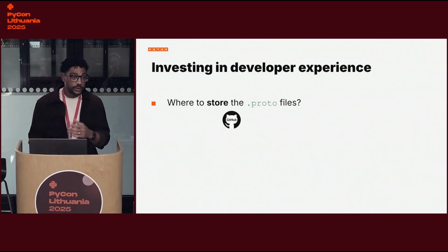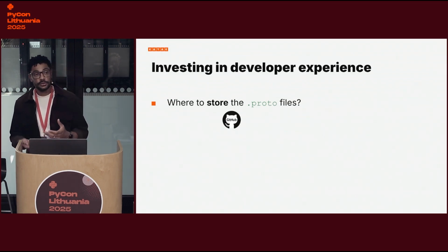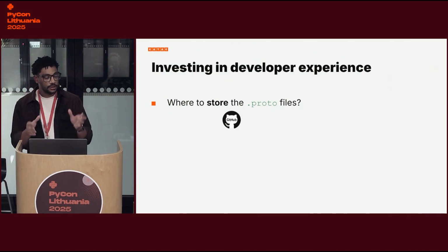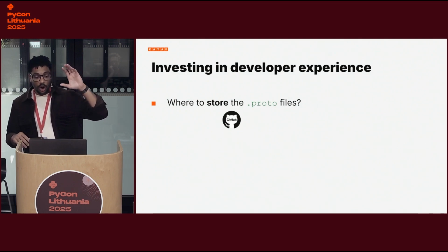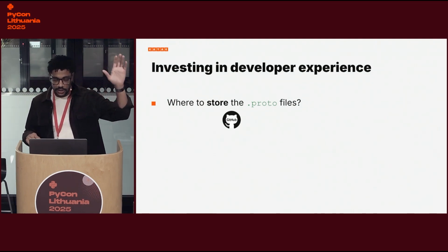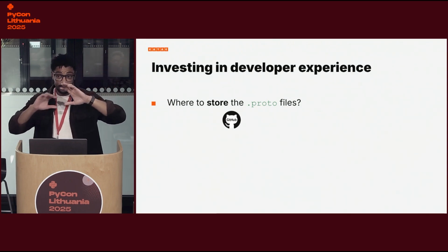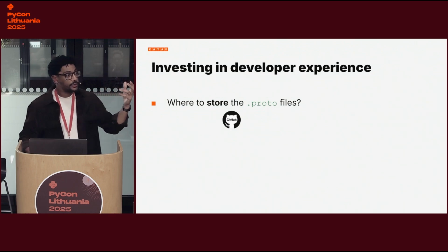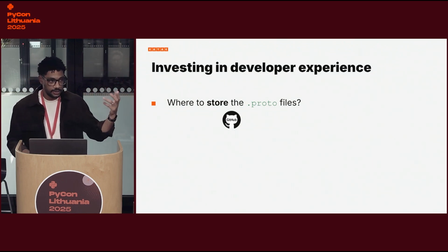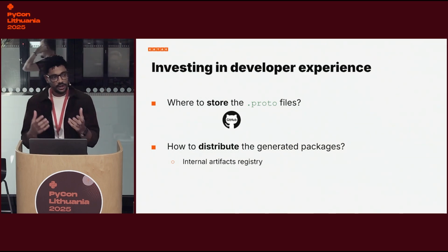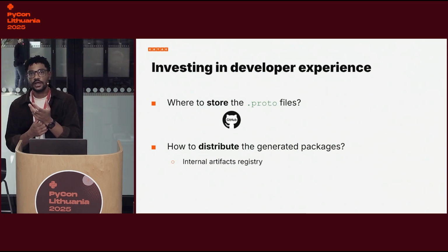The first question was where to store these proto files. The documentation says this is not part of your application code. This needs to be stored separately. So we decided to store all the proto files, all the proto schemas, in a separate GitHub repository that is definitely separated from all the application code. But then there was a question: how do I distribute these generated packages? Then we built custom tooling to build the artifacts and then send them to the artifacts registry.